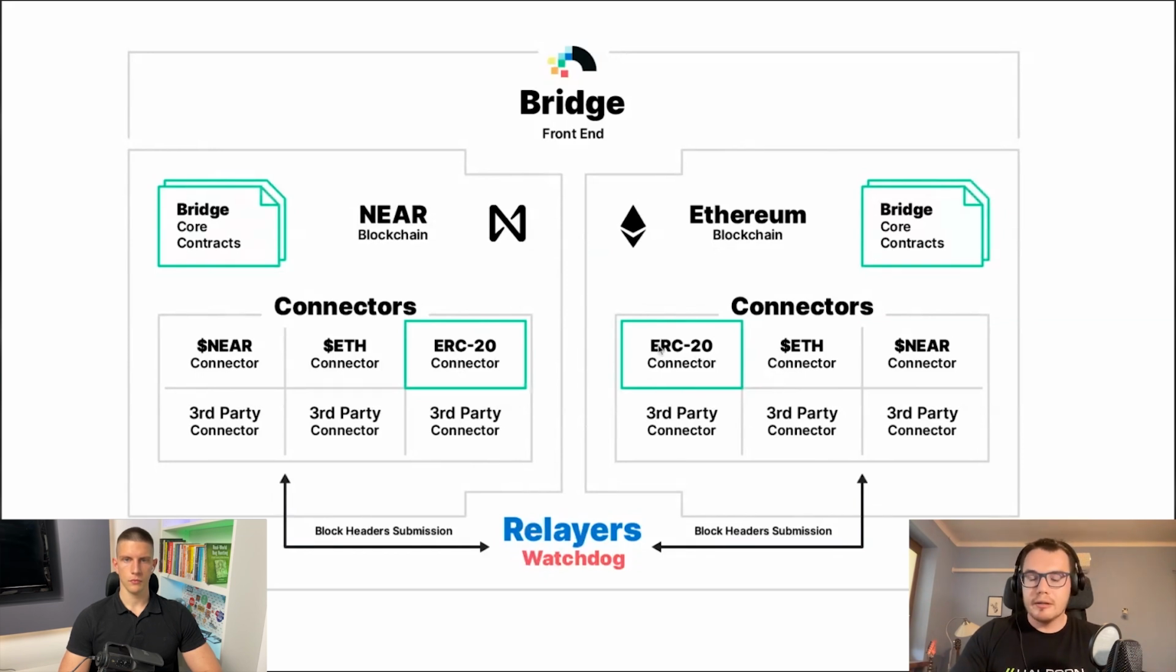I just provide my proof, and because relayers shared the information about my transaction before that, the connector can verify that it was actually my transaction, that it's legitimate. It was me, and they can just send the tokens to me.